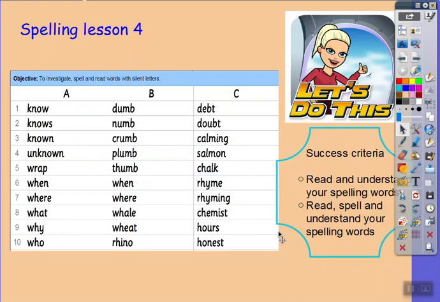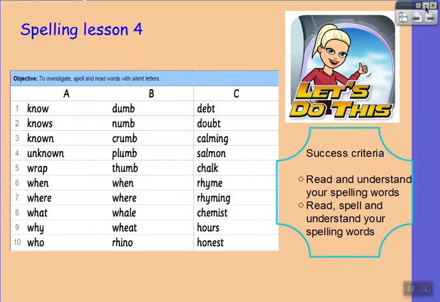Today, our learning objective is to investigate, spell, and read words with silent letters. Some of the words, in fact all of the words on your spelling lists this week, have a silent letter in them. Sometimes we call these a digraph because it's two letters that are making one sound, and sometimes we call them a silent letter because it's usually one sound being made and the other letter is silent. Some of them you're already aware of, and some of them you might not have come across before.